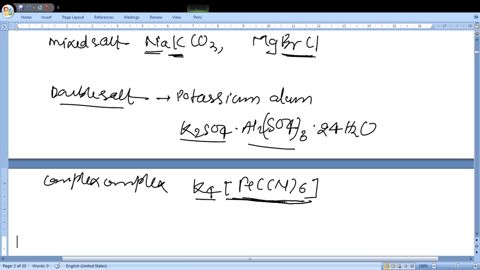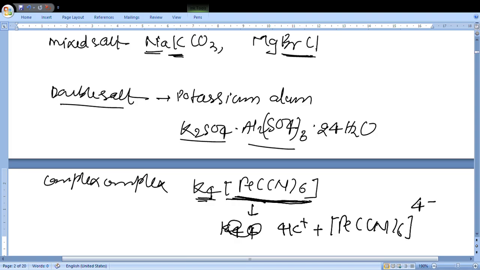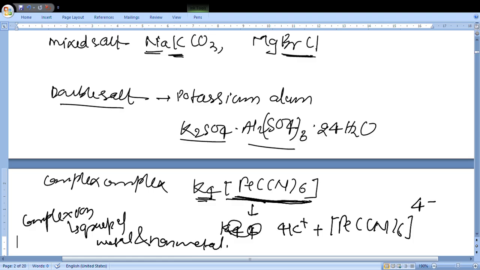In a complex salt, that K4Fe(CN)6, what is it? So this is a complex. Why is it complex? The question is, why is it complex? 4K positive plus [Fe(CN)6] 4 negative. Complex ion means group of metal and non-metal. That's why it is called complex, right?